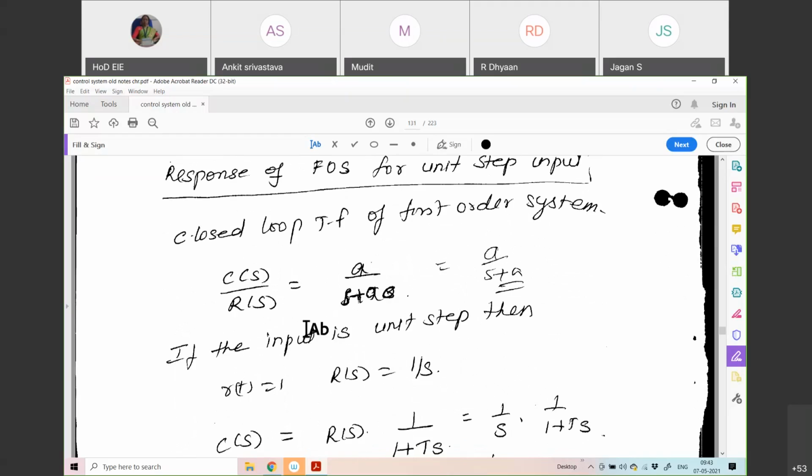Now, if the input to the system is a unit step, let us say R of t is equal to 1. You might wonder why I am taking R of t and not U of t. The reason is very simple: for all control system analysis, we take output as C and input as R, for our reference.